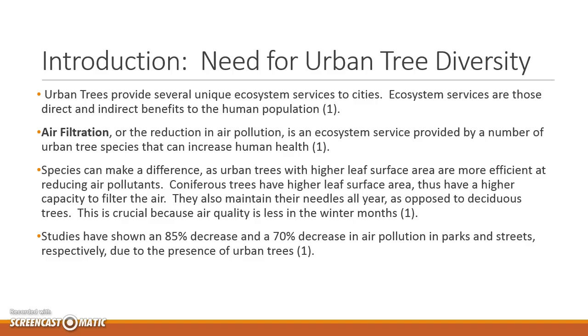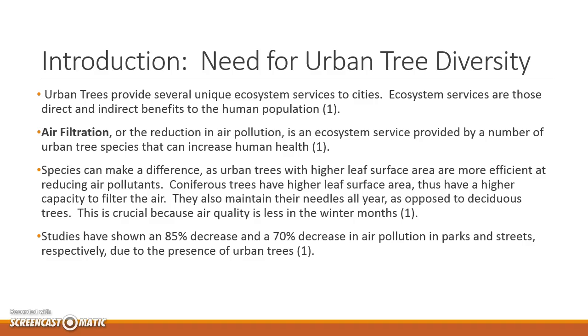Different species can make a difference, as urban trees with higher leaf surface area are more efficient at reducing air pollutants. Coniferous trees, for example, have higher leaf surface area, thus having higher capacity to filter the air. They also maintain their needles year-round, as opposed to deciduous trees, who lose their leaves in the fall. This is crucial because air quality is less in the winter months.